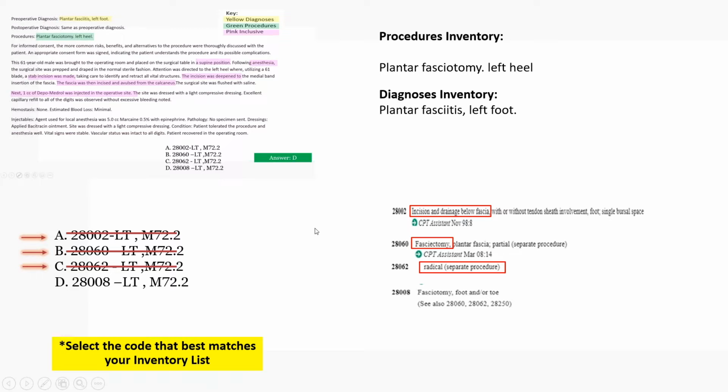And here we go. Option D, 28008, fasciotomy, foot or toe. Cross-checking with the procedure inventory, plantar fasciotomy, left heel. This is the procedure which we perform. That's what I said. Always select the codes that best match your inventory. This was a little bit of a straightforward scenario. And if you have got your inventories correct, you could have arrived at the correct answer much easier for this one.